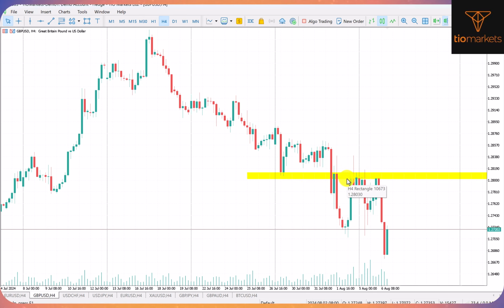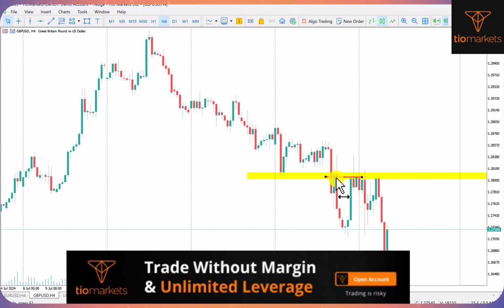But I want you to see what price did as it got back to this particular zone. There are two types of traders, right? The first trader will take the sell as soon as price breaks here, and will put the stop loss just above these candles right here, as you can see. And the next trader will wait for the retest of this particular zone.